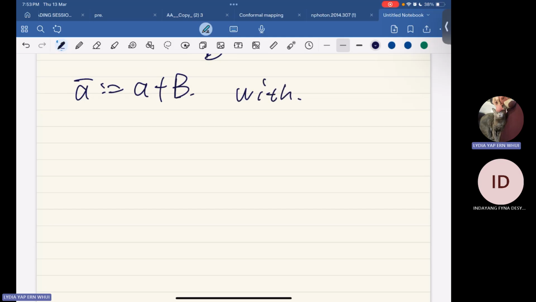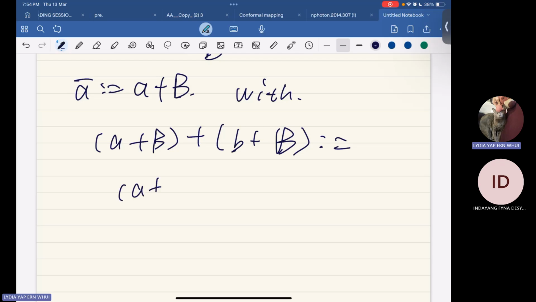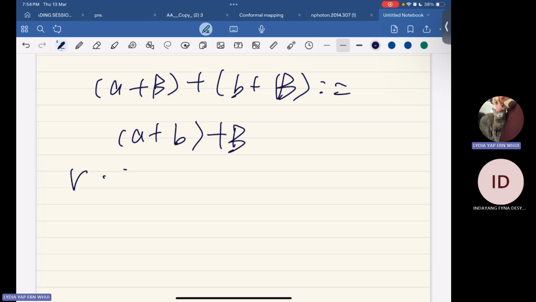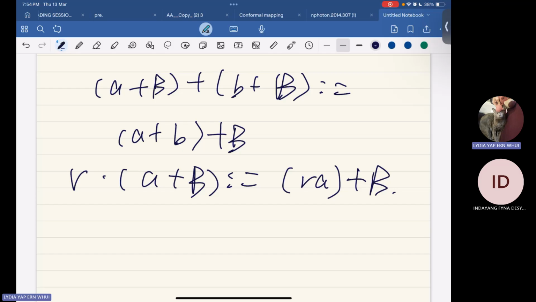We can define addition and scalar multiplication in this quotient group also, which is defined by (a + B) + (a' + B) = (a + a') + B. And if we apply a scalar to this, r times (a + B) is defined as ra + B. I will not check the well-definedness of this here. If you are interested, you can check this. Let's just leave this as homework, as Keeson always does.